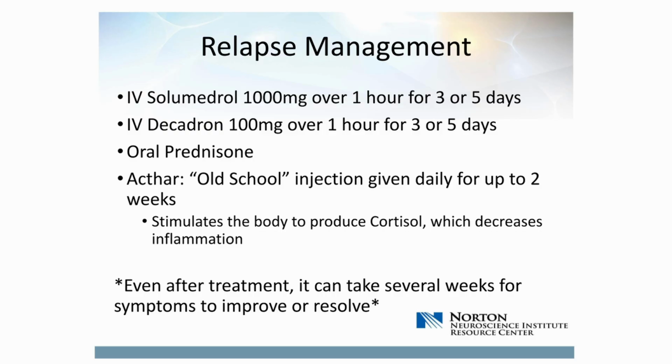The short answer is steroids. This will typically be either oral or IV steroids depending on the severity of symptoms. If IV steroids are recommended, IV Solumedrol will be utilized. This is given as 1,000 milligrams over 1 hour infusion for either 3 or 5 days, depending on the severity of symptoms. If, for some reason, Solumedrol cannot be given, we may recommend IV Decadron instead.